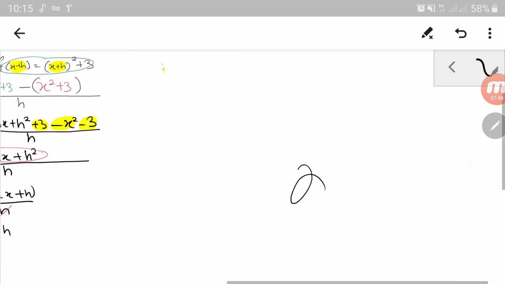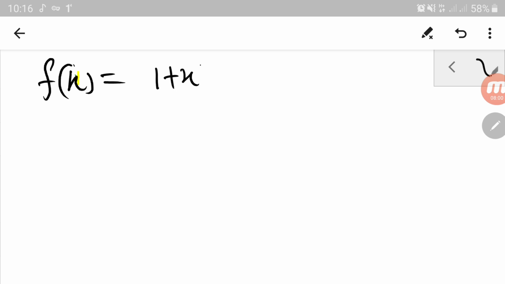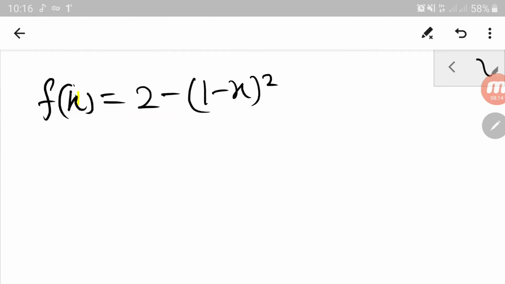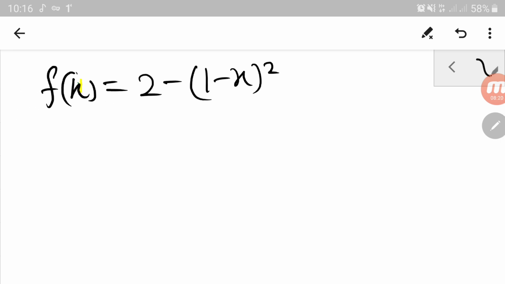Okay, let's try this one. Let's try f(x) equals 1 plus x squared, the one 2 minus 1 minus x squared. Feels a little bit challenging. Now, I just turned off the notifications so people don't come out.